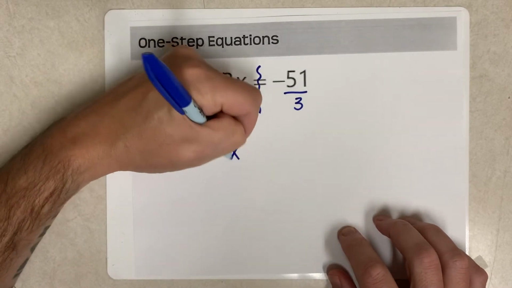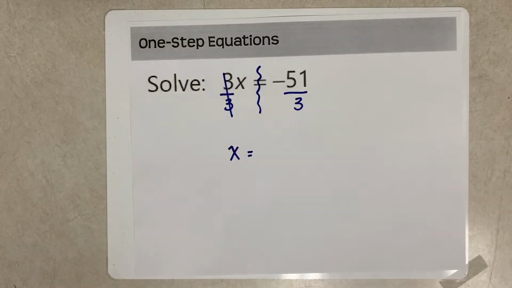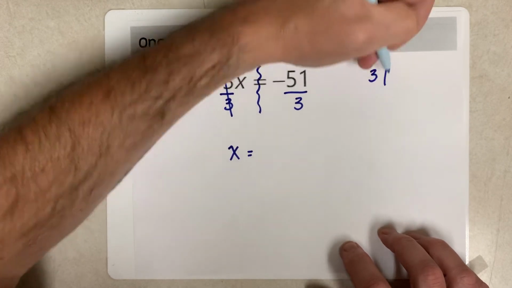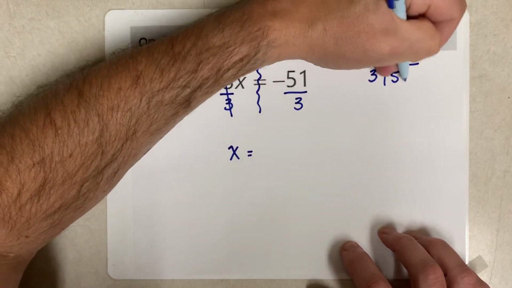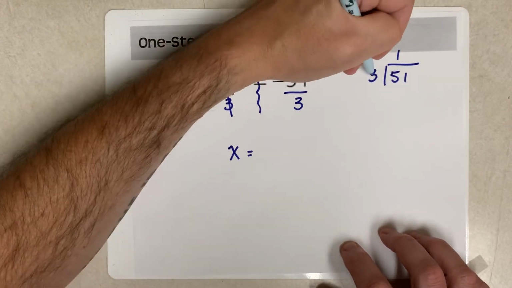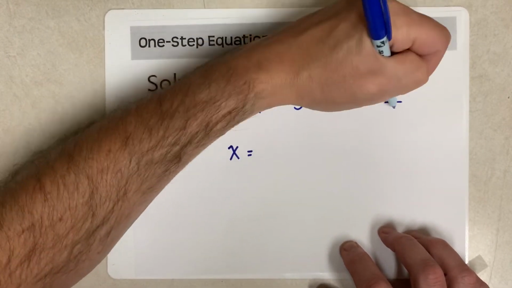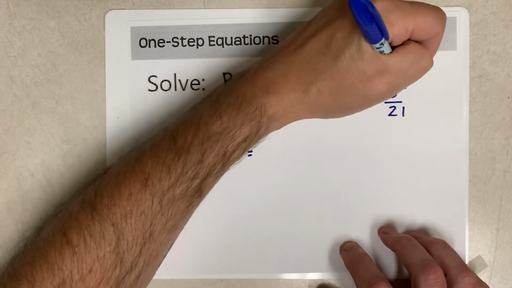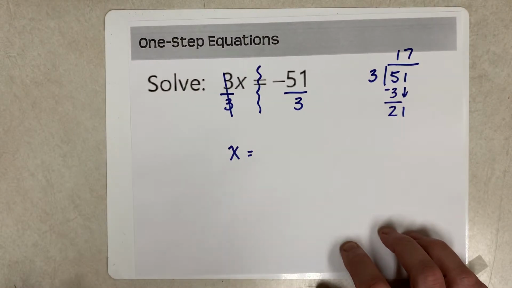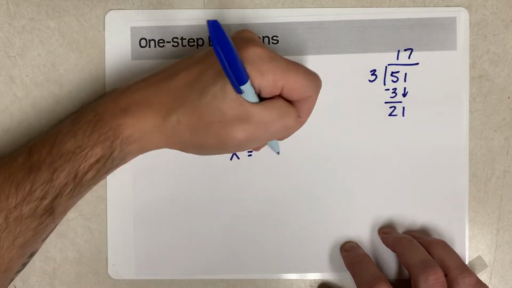And now we have x is equal to, and now you have to figure out what negative 51 over 3 is. So what if you don't have a calculator? If you don't have a calculator, you're going to probably have to do this. 3 and then 51. Remember long division? So 3 goes into 5 one time. 1 times 3 is 3. 2, bring down your 1. 3 goes into 21 7 times. And so it's 17. And actually it's negative 17 because of that negative right there.